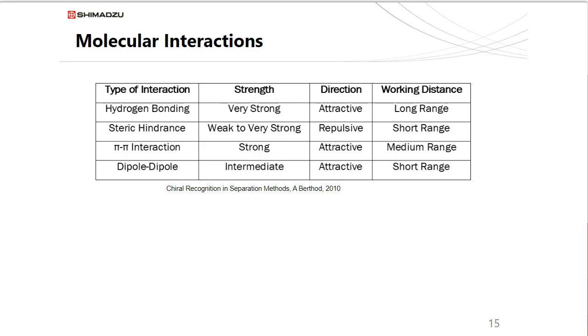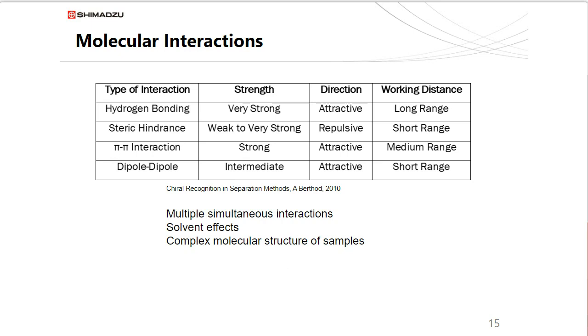So far we've looked at things in very simplistic terms. But the truth is there's a lot of molecular interactions going on all at the same time. Some are very strong, some are very weak, some are attractive, some are repulsive, long range, short range. And we haven't even really talked about some of the other effects, like solvent. How does the solvent affect the substrate?